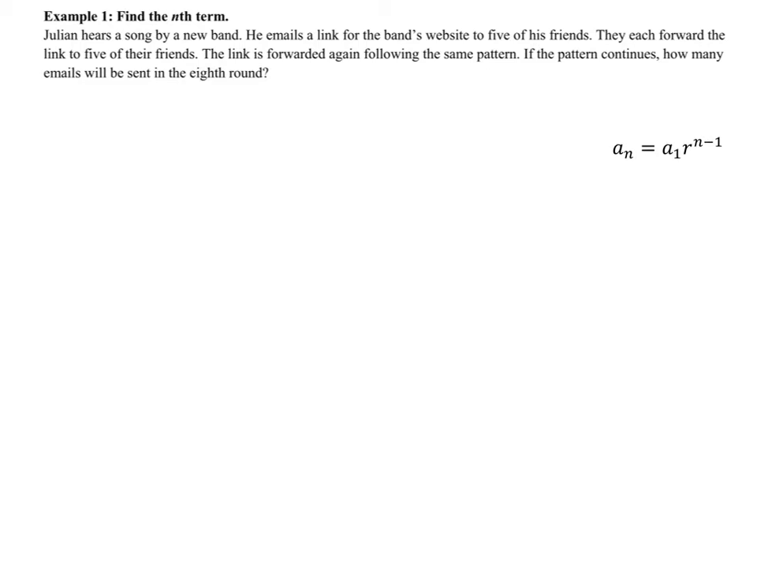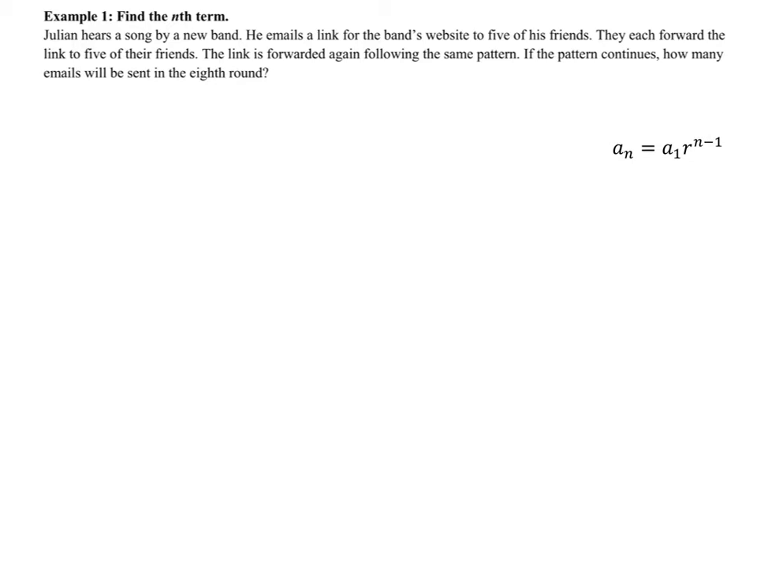Julian hears a song by a new band. He emails a link for the band's website to 5 of his friends. They each forward the link to 5 of their friends. The link is forwarded again following the same pattern. If the pattern continues, how many emails will be sent in the 8th round?